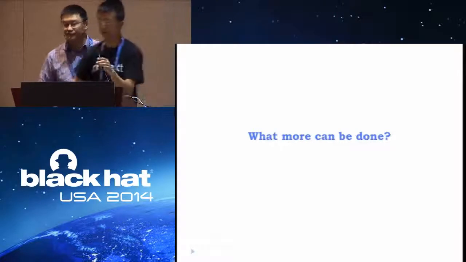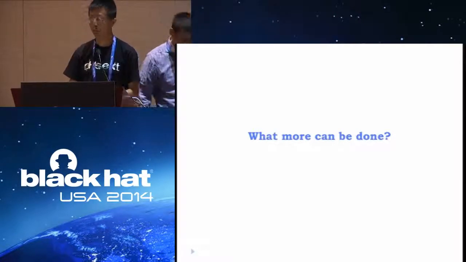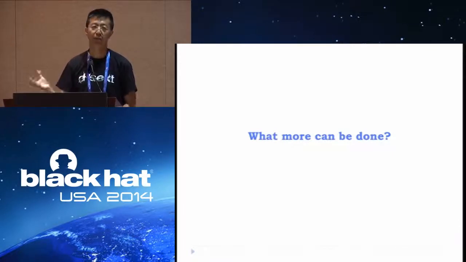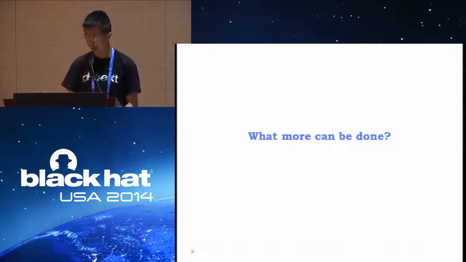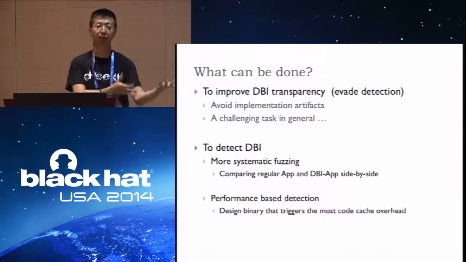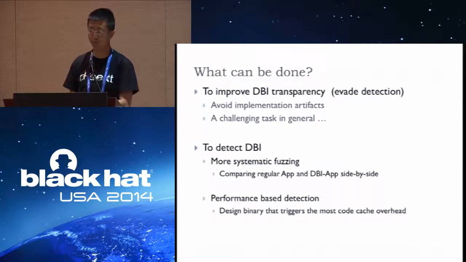Right, so let me give a quick summary about what's going on here. We already gave an overview about DBI and the transparency feature. We showed about 5 examples of how you can detect DBI. Now, what can we do from there? You still have to look at it from both the attacker point of view and the defense point of view.